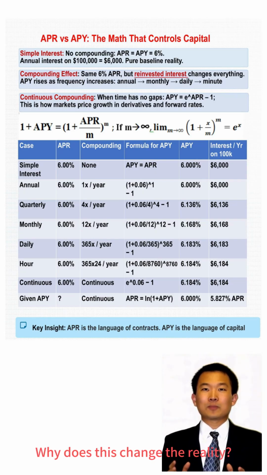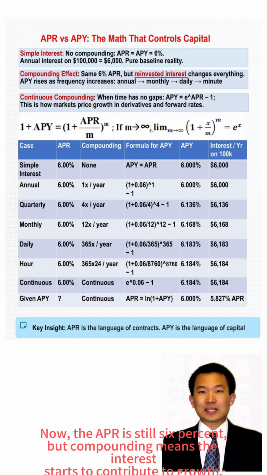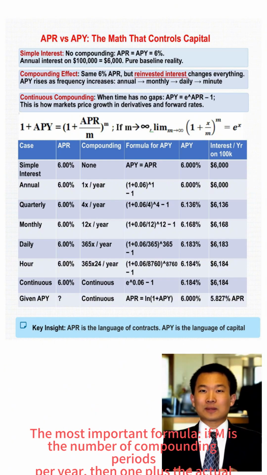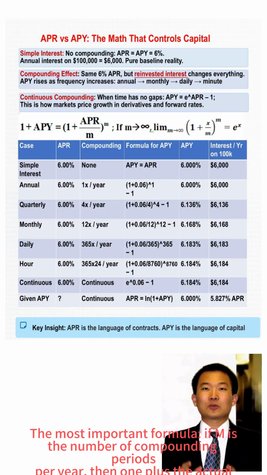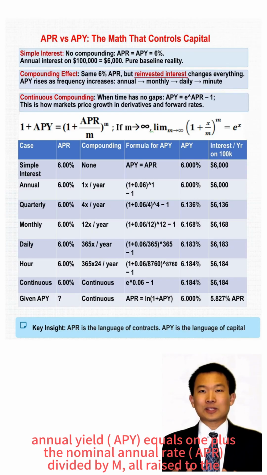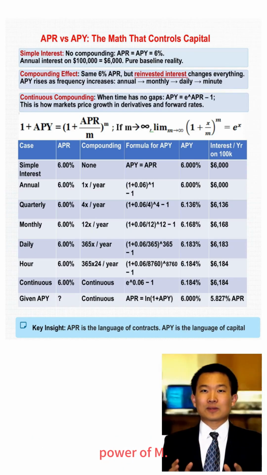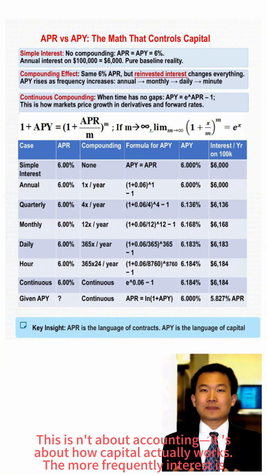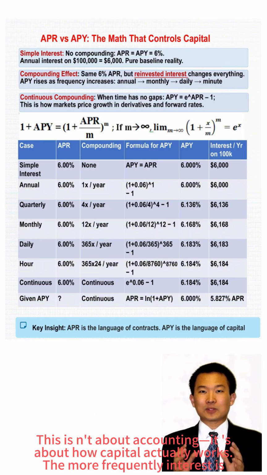Part 2. Compounding interest. Why does this change the reality? Now, the APR is still 6%, but compounding means the interest starts to contribute to growth. The most important formula: if M is the number of compounding periods per year, then 1 plus the actual annual yield, APY, equals 1 plus the nominal annual rate, APR, divided by M, all raised to the power of M. The key point to understand is that APY assumes the interest will be reinvested, meaning the money keeps rolling over. This isn't about accounting, it's about how capital actually works.